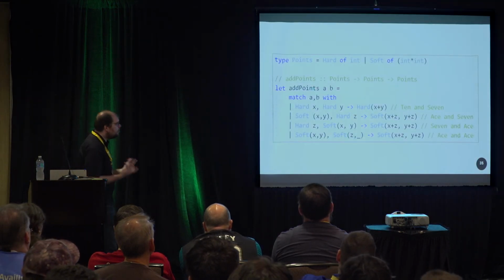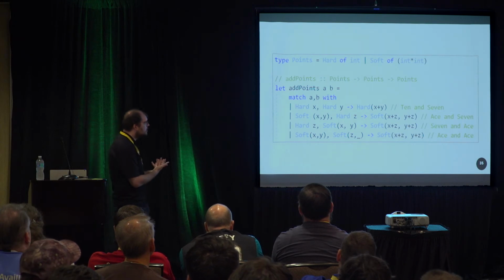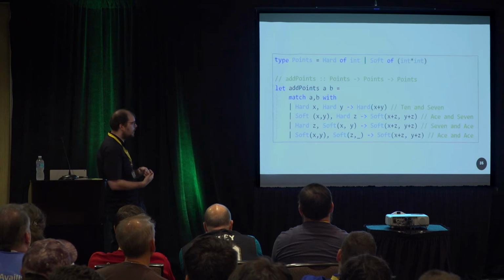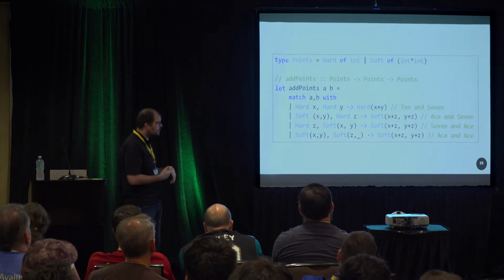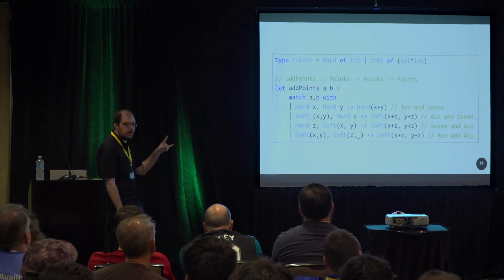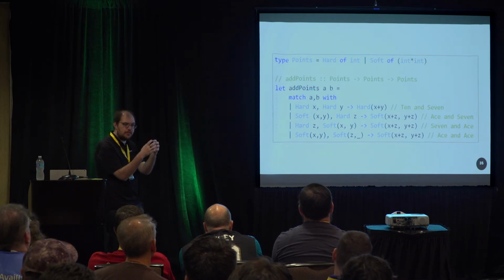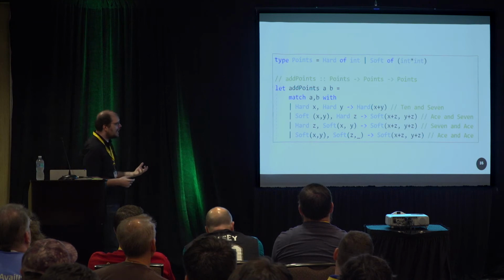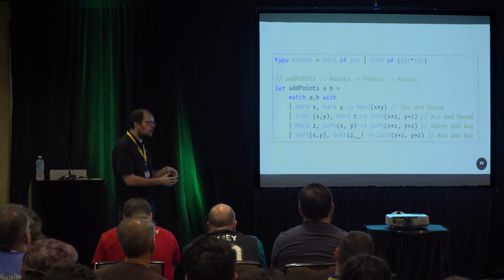So I defined a new function called add points that takes in an A and a B of points and will return new points. So I pattern match and I go, okay, if I've got two cards that are hard, I'm going to return you back a hard of just the integers added together. That first scenario would be like if I was handed a 10 and a 7. That's how that would work.